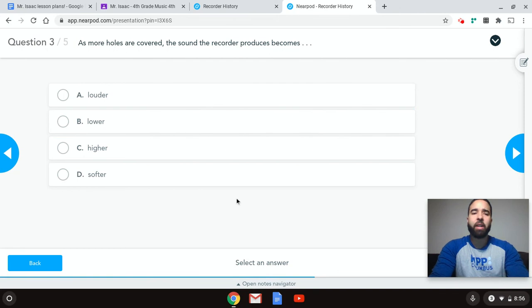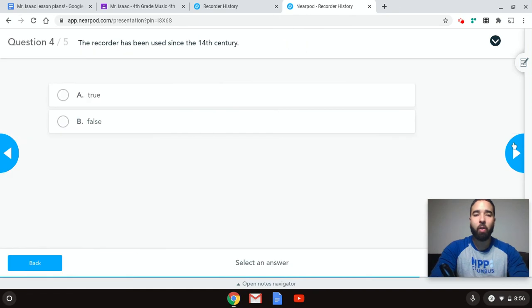So I think the answer here is pretty obvious. It doesn't get louder unless I make it get louder. It doesn't get softer unless I make it get softer. And it definitely doesn't get higher unless I take my fingers off more. So I think our answer here is going to be very obvious, lower, as we just talked about. So go ahead and put lower if you have that already.